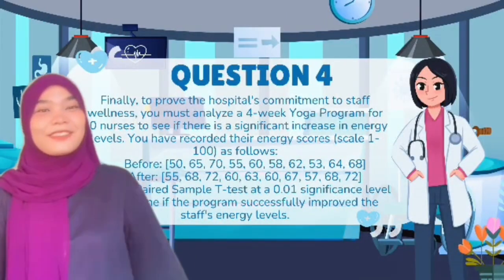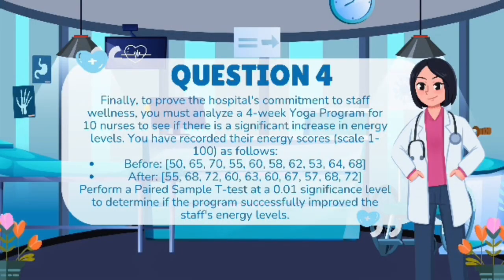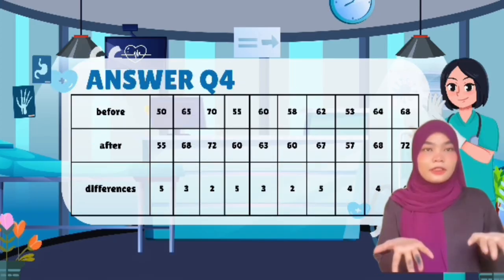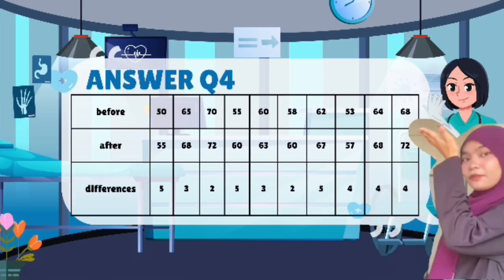Hi everyone, this is Alina and today we are going to solve question number 4 together. To show our hospital's commitment to staff wellness, we analyze a 4-week yoga program for 10 nurses. We record their energy level on a scale of 1 to 100 to see if there was a significant increase. Let's look at the data. By comparing the before and after score for each nurse, we found the differences. Every nurse showed an improvement, with their score increasing between 2 to 5 points.